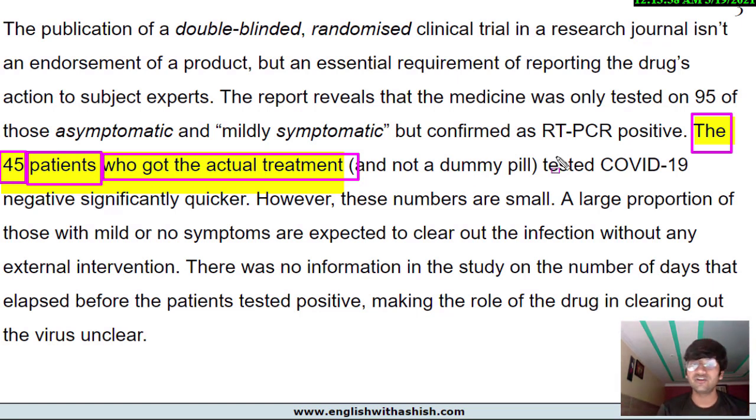All right, the 45 patients who got the actual treatment, not a dummy pill, extra information, tested. This is the verb, tested, main verb. Tested what? COVID-19, right? Subject, verb, object. So what is negative? Significantly quicker. These patients tested COVID-19 negative.